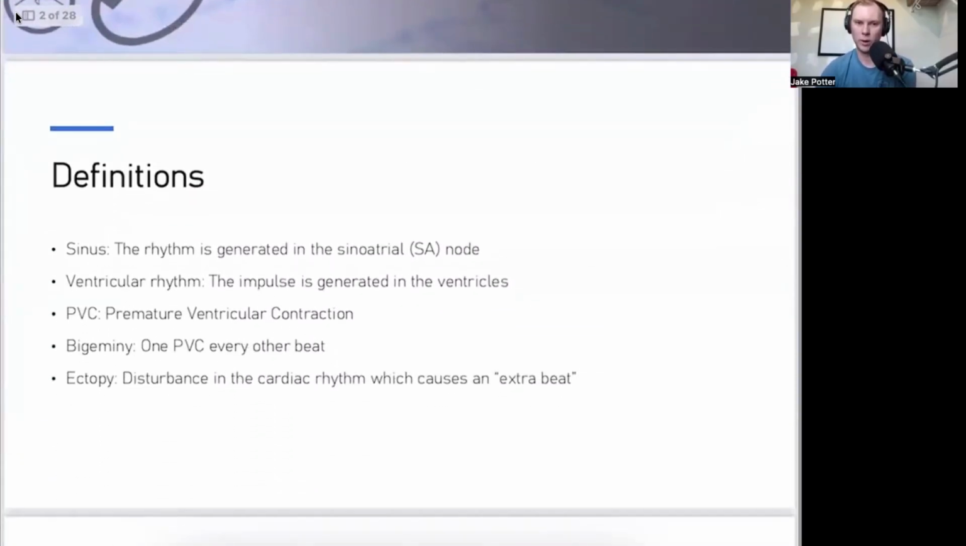So, some definitions you need to be aware of. Sinus, when I say sinus, we're talking about a rhythm that's generated in the SA or sinoatrial node, and we'll talk about that in the conduction system in a second. Ventricular rhythm is the impulses generated from the ventricles. A PVC is a premature ventricular contraction. Bigeminy means one PVC every other beat, and ectopy is a disturbance in the cardiac rhythm which causes an extra beat, or PVC or PAC, any of those ectopic beats.